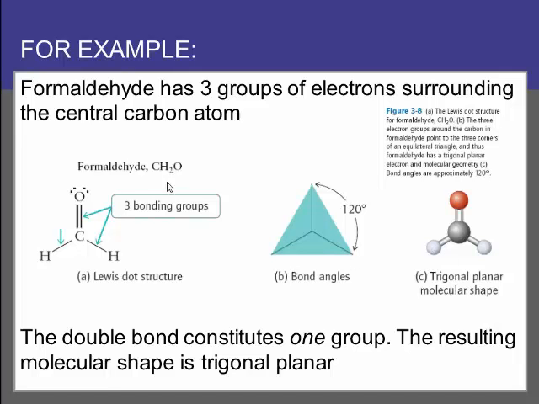So for example, here is formaldehyde. Here's the Lewis structure of formaldehyde, a CO double bond, two CH bonds. So the central atom, carbon, has three bonding groups around it. This double bond counts as one bonding group, or one electron group. So the bond angles between HCO and HCH will be 120 degrees, just like the angle shown in this triangle here. And because there are no non-bonding groups, the molecular shape is also trigonal planar, shown here in the ball and stick model. So formaldehyde has three electron groups, also three atoms surrounding the central atom, and so it has a trigonal planar molecular shape.